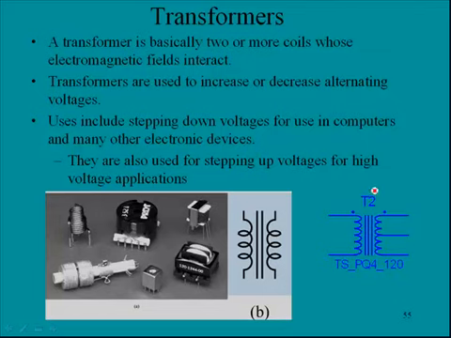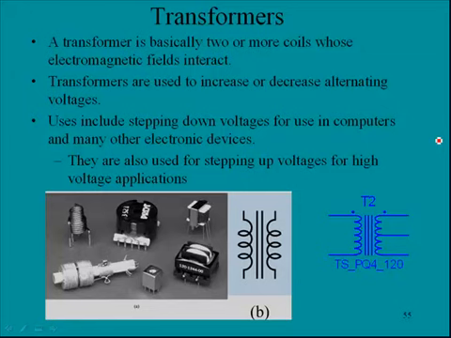Transformers. And again, here's another schematic symbol down here for a transformer. A transformer is basically 2 or more coils whose electromagnetic fields interact. So here's one coil and here is the other coil. Transformers are used to increase or decrease alternating voltages. Uses include stepping down voltages for use in computers and many other electronic devices.